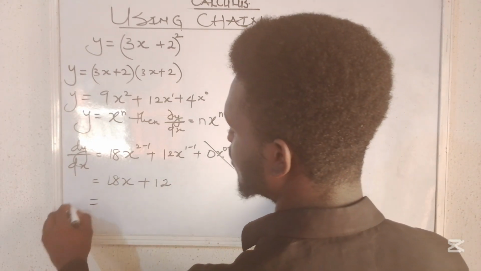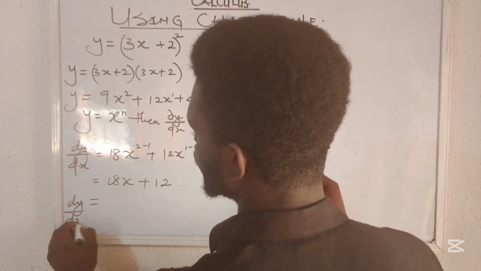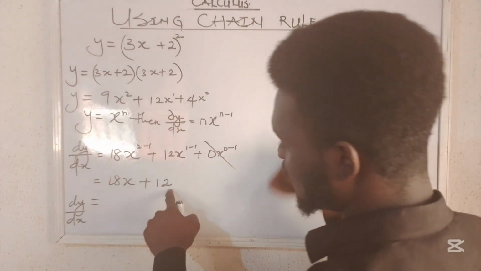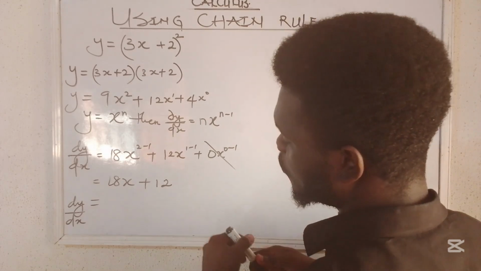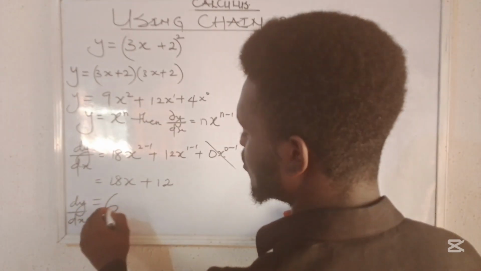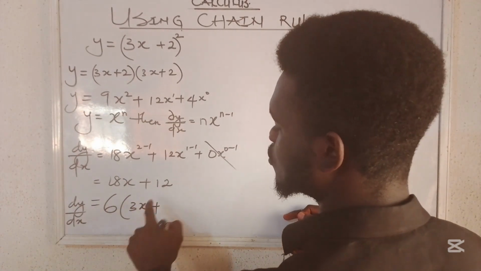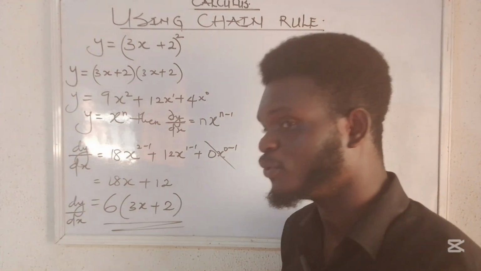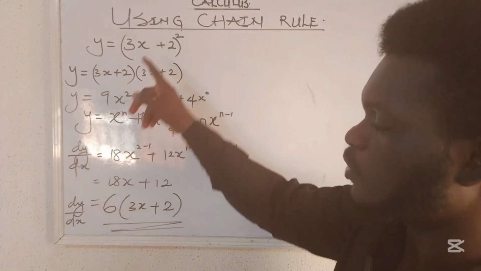So what is common here? I think that's our final answer. Let's factorize it. I think we have 18 here, we have 12 here. So we have 6 common. So when 6 comes out from 18, you have 3x plus you have your 2. So this would be the answer to this question. So this is the dy dx.